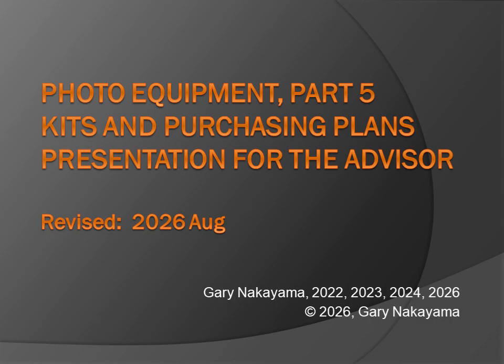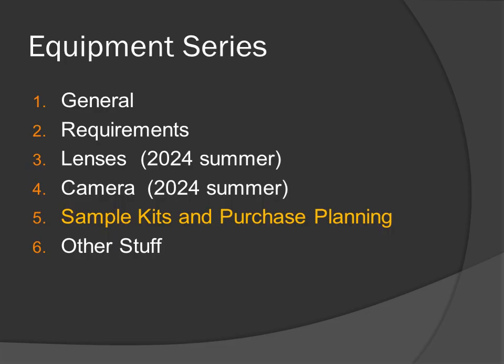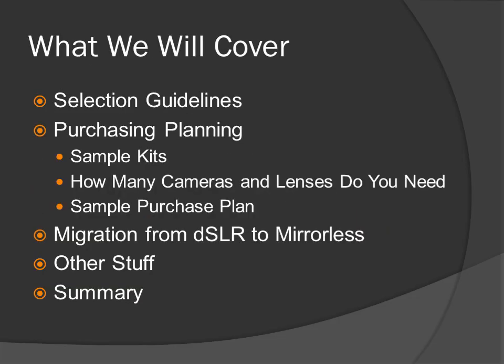Photo Equipment Part 5, Kits and Purchasing Plans, Presentation for the Advisor, Revised 2026, August. Sample Kits and Purchasing Planning is the 5th video in the equipment series. What we will cover: selection guidelines, purchasing planning, sample kits, how many cameras and lenses do you need, sample purchasing plans, migration from DSLR to mirrorless, other stuff, and a summary.